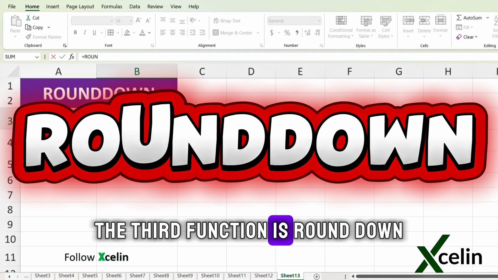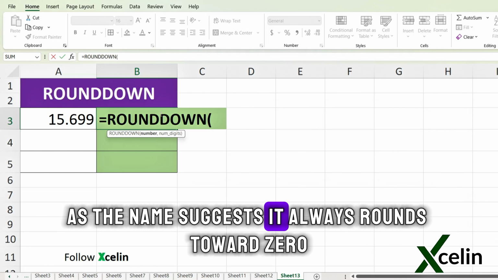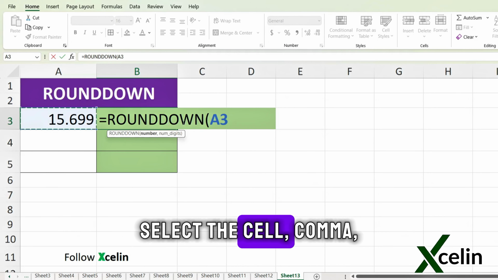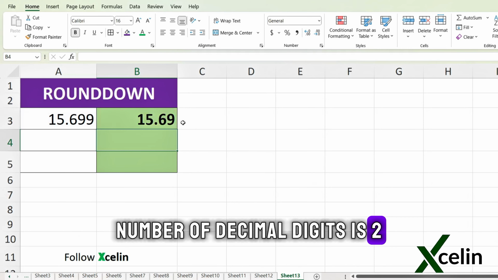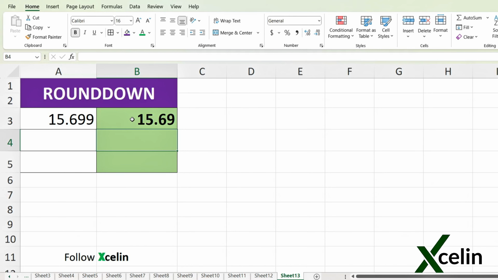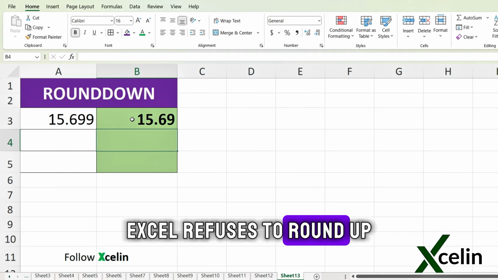The third function is ROUNDDOWN. As the name suggests, it always rounds toward 0. We have set the input 15.699. Select the cell, comma, number of decimal digits is 2. We can find the result 15.69. Even though the next digit is 9, Excel refuses to round up.